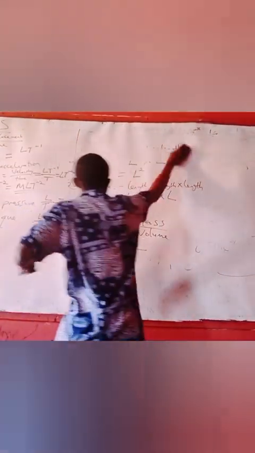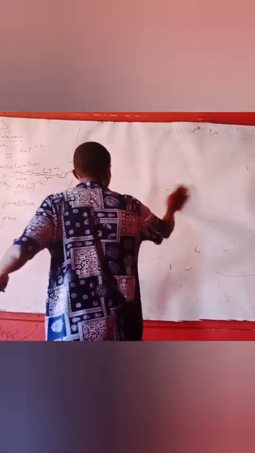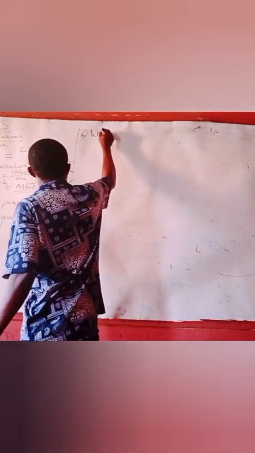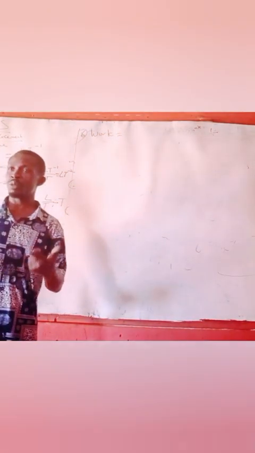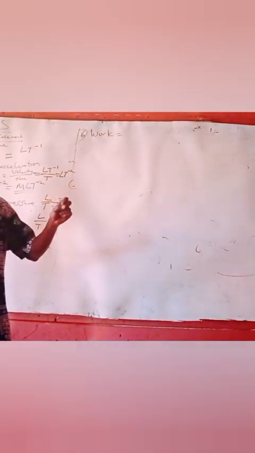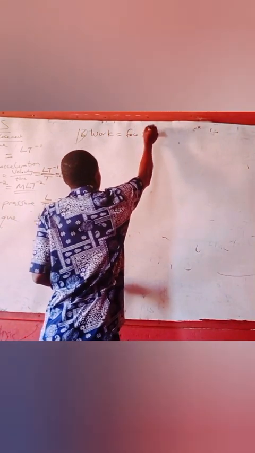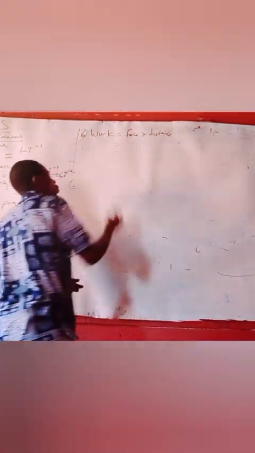Okay, the sixth one we have on the list of examples is work, which I just explained. Work is said to be done when a body moves a distance in the direction of an applied force. In other words, work is force times the perpendicular displacement. So force times distance will give us work.